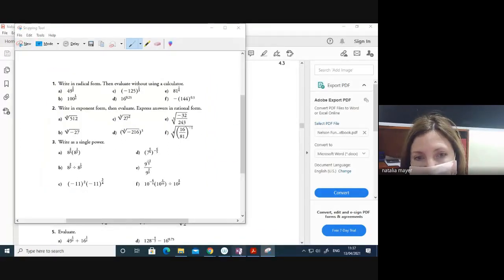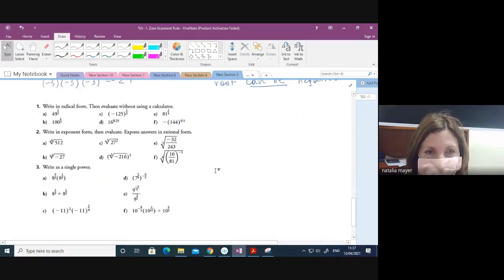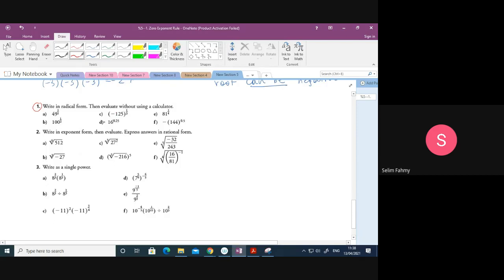All right, so we'll do a couple of examples, like one or two examples from each one. First of all, we need again to practice reading the question to understand what the question wants from us. So read the question and tell me what should be the first step and what should be the second step. Miss, they want us to write it in radical form.